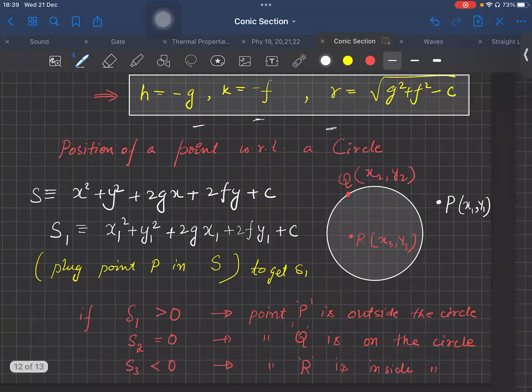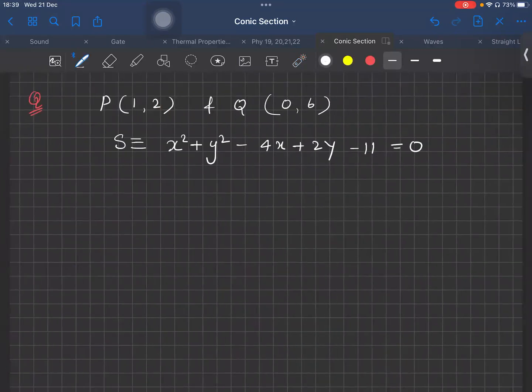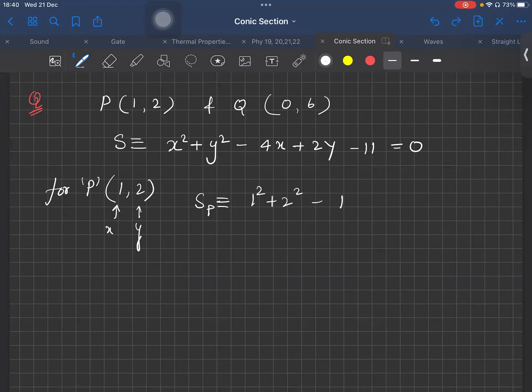Okay, now yes, you sir. Just plug in these values here. So for point P, if you write P is (1, 2), that means x is 1 and this is y, just substitute in S. So you write S1 or SP also you can write. So this will be 1 square plus 2 square minus 4 into 1 plus 2 times 2 minus 11.